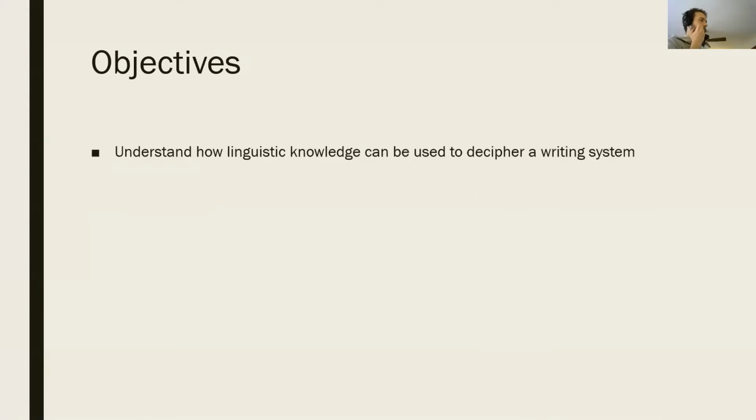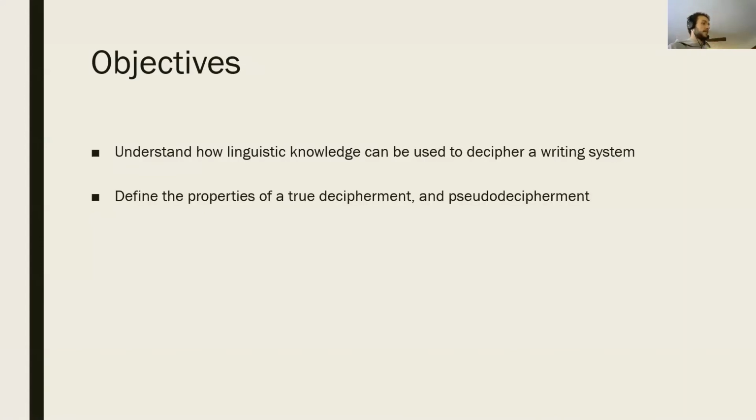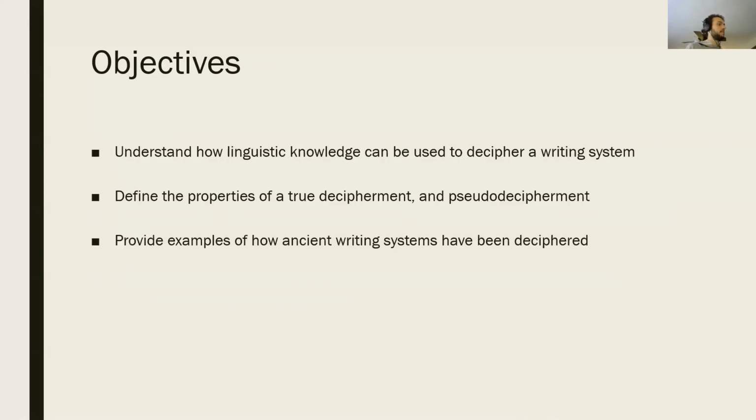So by the end of this module, you should be able to understand how linguistic knowledge can be used to decipher a writing system. You should be able to define the properties of a true decipherment, because it is possible to make something that seems like a decipherment but actually is incorrect. I'll give some examples of what that looks like, and the word we use for this is a pseudo-decipherment. And finally, you should be able to provide examples of how various ancient writing systems have been deciphered. So we'll be covering those in this module.